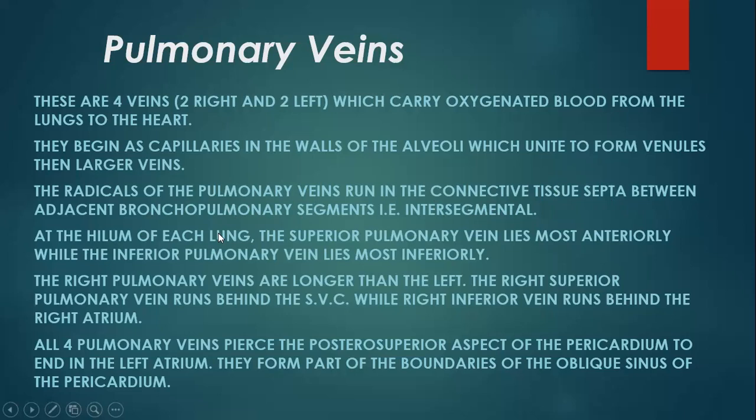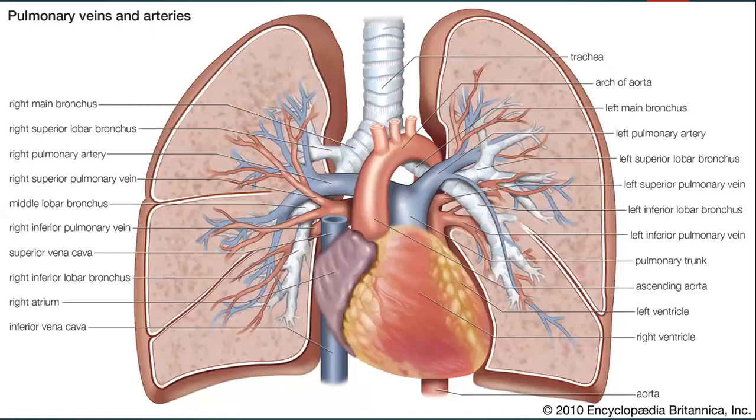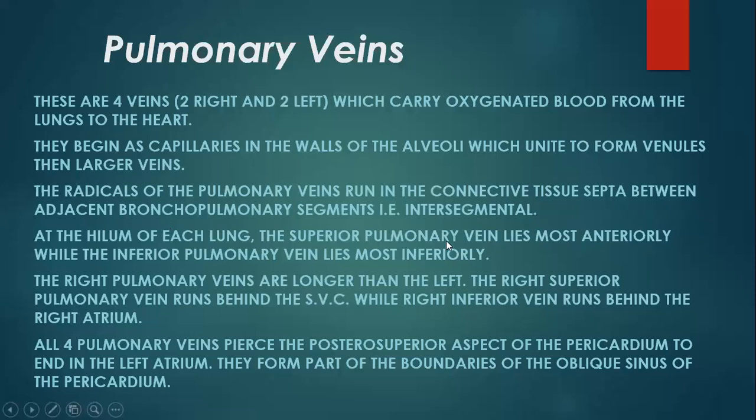At the hilum of each lung, the superior pulmonary vein lies most anteriorly, while the inferior pulmonary vein lies most inferiorly. So if you see here, there will be one superior pulmonary vein and one inferior pulmonary vein. The superior pulmonary vein lies most anterior, while the inferior lies more inferiorly. That's why it is called inferior, because it lies inferiorly.